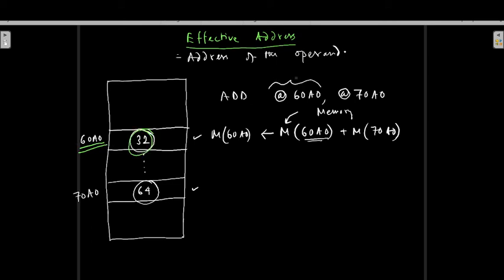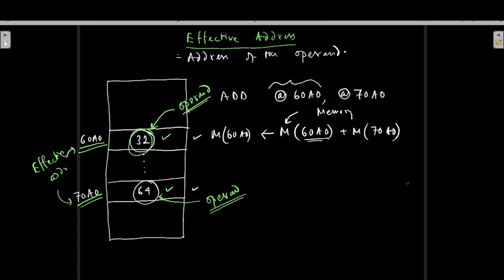In this particular situation, we are basically trying to add 32 and 64. So 32 and 64, they are the actual operand, and the address of this operand is called the effective address. The address of this operand, that is for 64, the address of 64 is 70A0. So these two are called the effective address. So the meaning of effective address is the address of the operand.